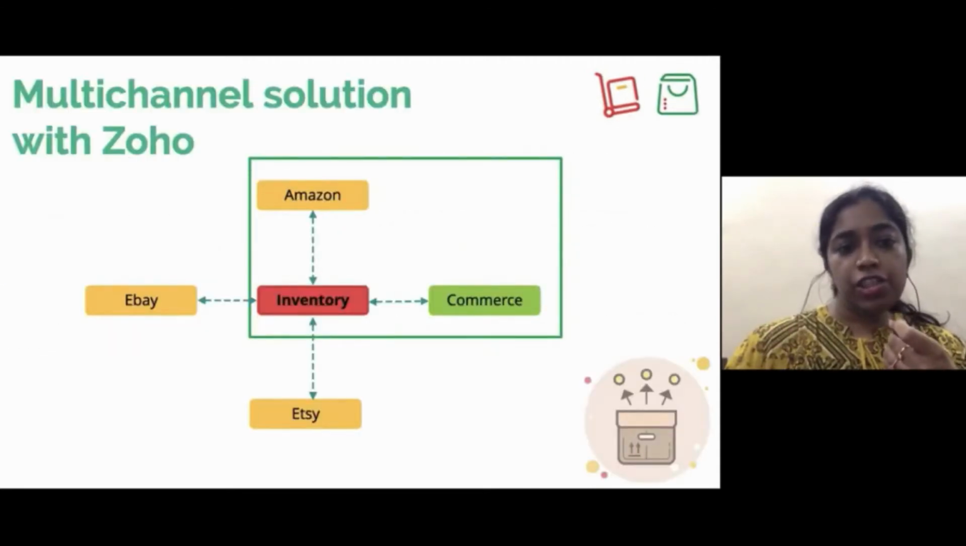So the multi-channel solution with Zoho looks like this. It's basically what I said. Inventory is going to be a central thing. Today we are only going to be talking about Amazon and Zoho Commerce. But ideally, it's the same process.